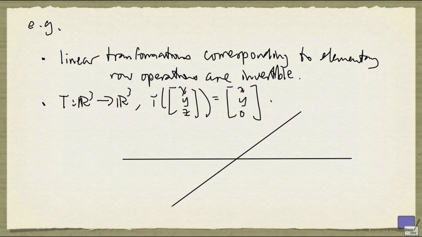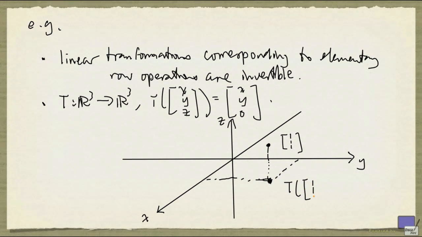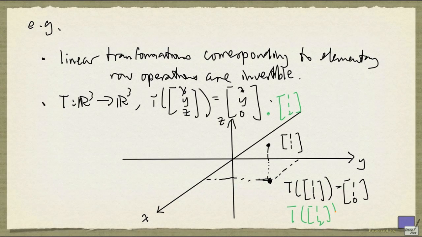So let's draw the R3 space here. So I have my xyz axis. So this is the point (1, 1, 1), and if you drop a vertical line down here to the xy plane, this is what we have. And this point on the xy plane is precisely T of (1, 1, 1), because this point here is (1, 1, 0). But if you look at another point, say (1, 1, 2), it also gets mapped to the same point by T because T of (1, 1, 2) is also (1, 1, 0).